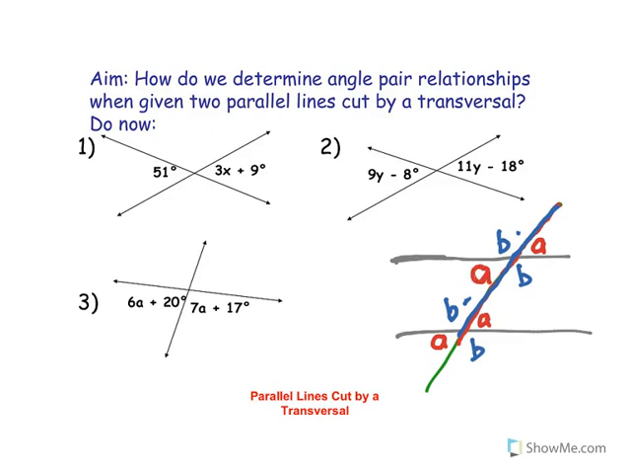So what we end up with is we've got 8 angles, but only 2 unique angles, right? I've got angle B's here, here, here, and here. They're all equal. And I've got angle A's here, here, here, and here that are all equal.